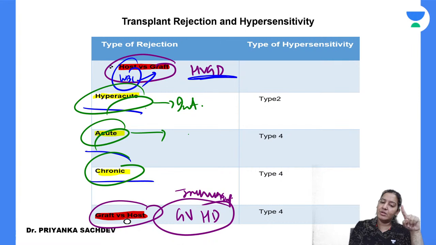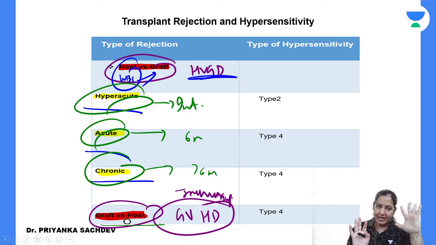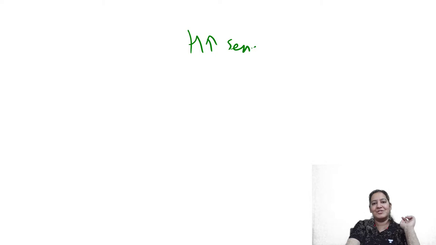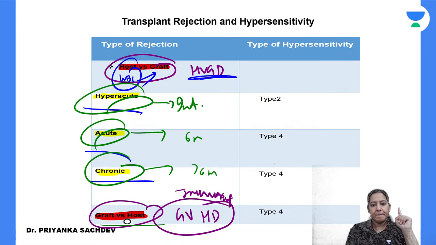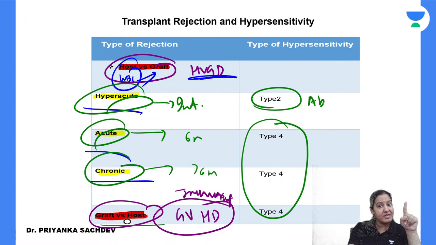Right? And graft versus host is a different thing. There are no further types for GVHD. These three types are of HVGD. Hypersensitivity: someone must have taught you hypersensitivity in microbiology. There are four types of hypersensitivity reaction: type 1, type 2, type 3, and type 4. You may know this. So which rejection is which type of hypersensitivity? All of them are type 4 except hyperacute, which is antibody mediated humoral immunity, which is type 2. The rest are all type 4.